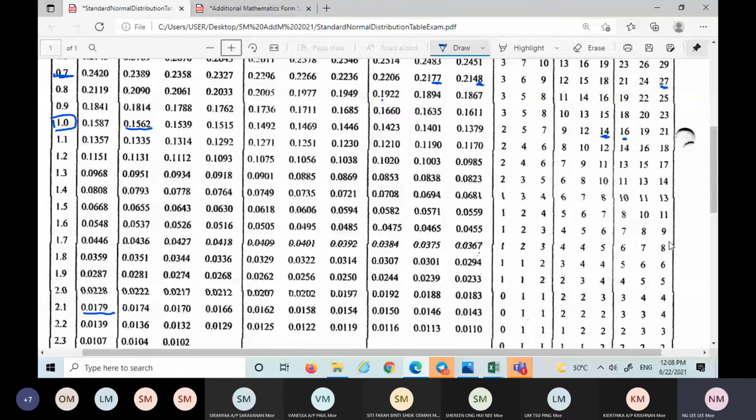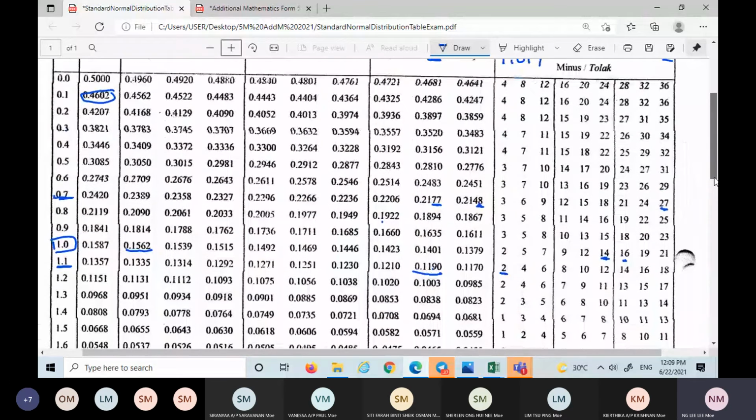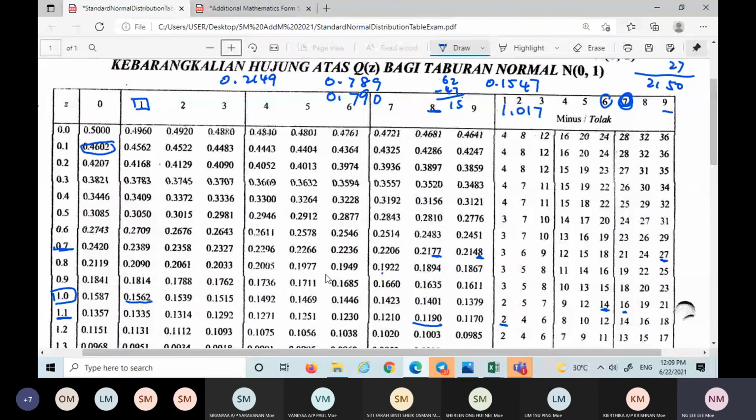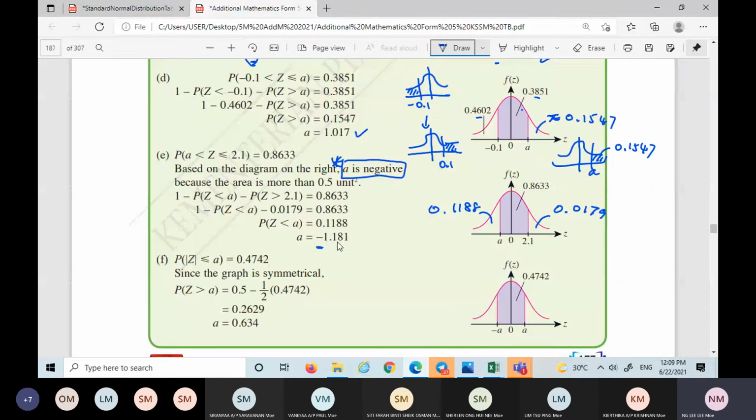Now we read inside out. I want 0.1188. 11 where? 12, 11, 51. Here. 70 is still smaller. So this is the 90. 90 and 88, so the difference is 2. Then I choose this. So my answer is 1.1, and then I have to scroll up. So 1.1 and then 81. 1.181. Remember, with the negative.